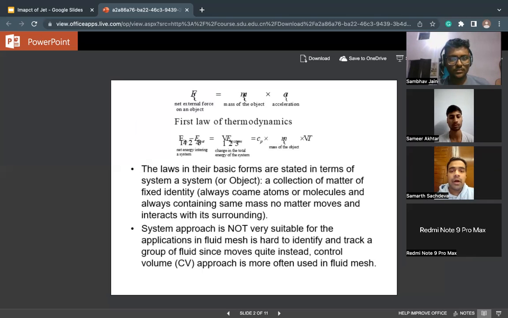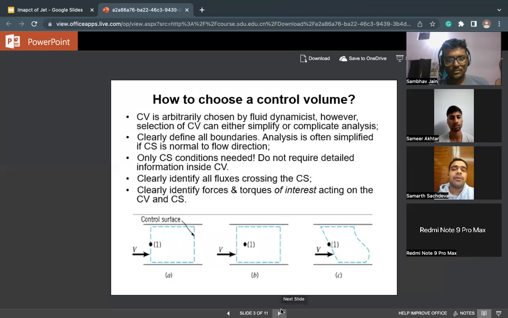Moving forward to how we choose a control volume. A control volume, or CV, is an arbitrary shape which can be chosen by fluid dynamicists. However, selection of a CV can either simplify or complicate analysis. By clearly defining all the boundaries, analysis is often simplified if the control surface is normal to the flow direction. So only control surface conditions are needed.